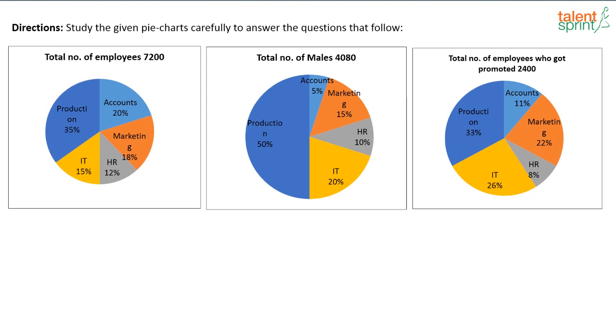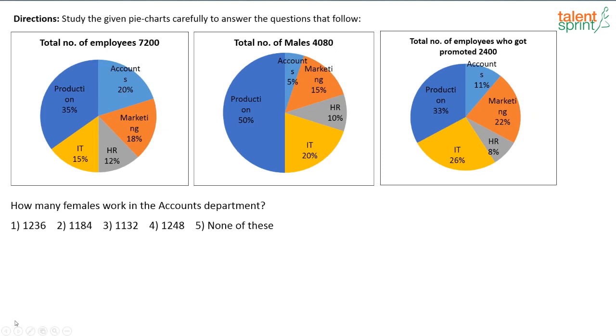The next set of questions was on pie charts. There were 3 pie charts given. So study the pie charts carefully to answer the questions that follow. You have the total number of employees, which is given as 7,200. Out of the 7,200 employees, the split in terms of percentage for each department is given. Similarly, the total number of males in the organization is 4080, and the split in various sectors is given. Similarly, the total number of employees who got promoted is given, and again the percentages with respect to each department are also given. Now, let us look at the questions that follow.